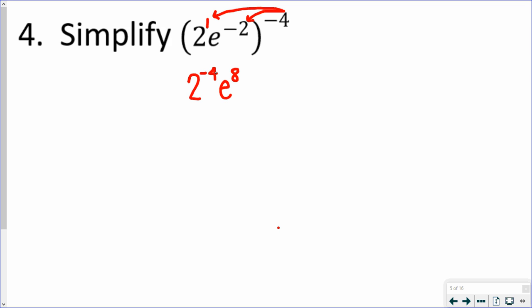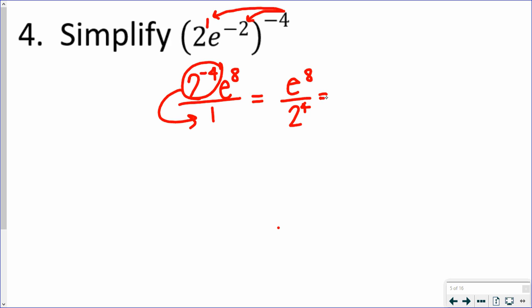Now you cannot leave negative exponents. So remember that means you need to move it. So it would go to the bottom of the fraction. e to the +8 stays on top. So then you would have e to the 8th over 2 now to the +4th power, because once you move the exponent and its base down, then it becomes positive.